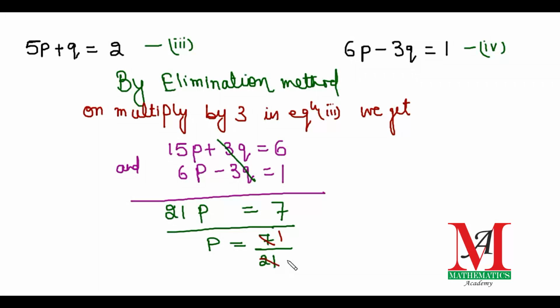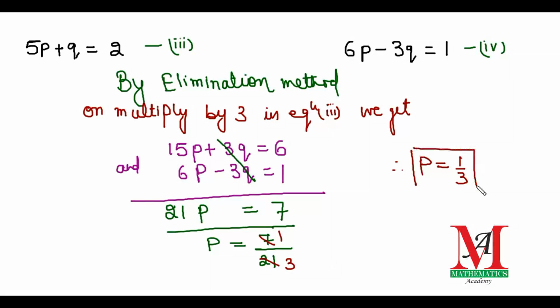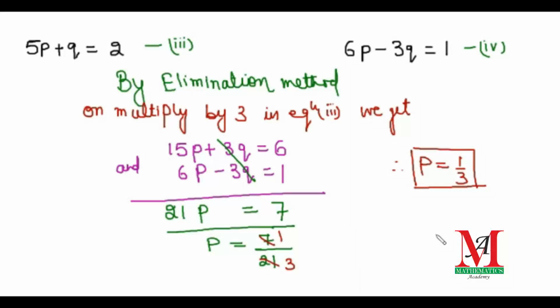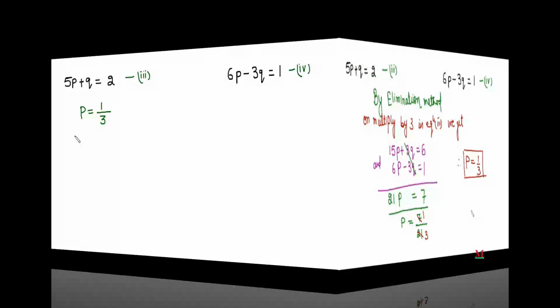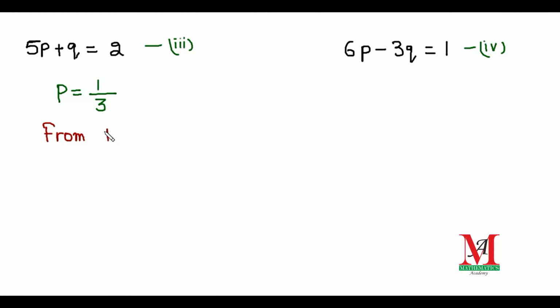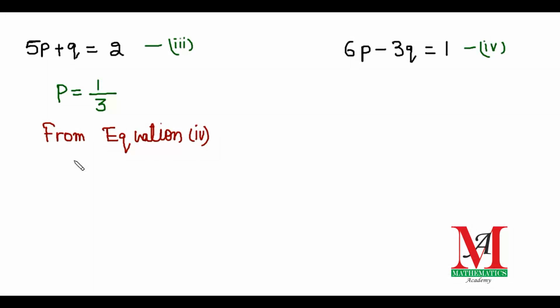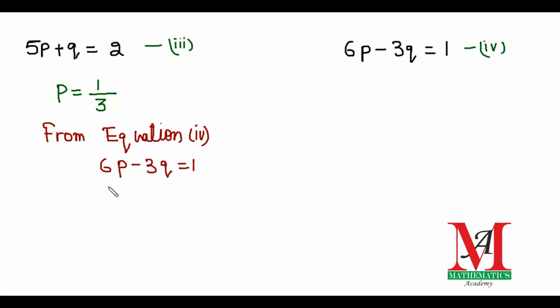After cancelling 7 with 21, we get 1 upon 3. So the value of p comes out to be 1 upon 3. Now we have the value of p. To find the value of q, we have to put the value of p in equation number 4. Writing equation number 4, 6p minus 3q is equal to 1, and the value of p, you know, is 1 upon 3. So 6 times 1 upon 3 minus 3q is equal to 1. 3 cancels with 6 and we get 2.